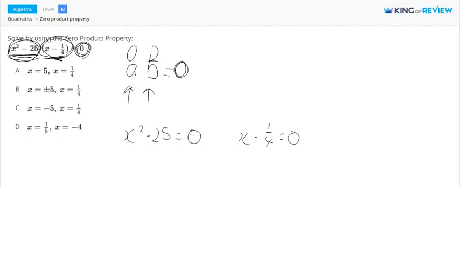Well, if you look at this first equation, we're going to add 25 to both sides. We're going to get x squared is equal to 25. And then we're going to take the square root of both sides, and we're going to have x is equal to plus or minus 5, right? Because negative 5 squared is still 25. What about this equation? Well, if we add 1/4 to both sides, we're going to get x is equal to 1/4. And therefore, the answer to this question is going to be plus or minus 5 and 1/4, which means option B is correct. Well, let's look at our other options.